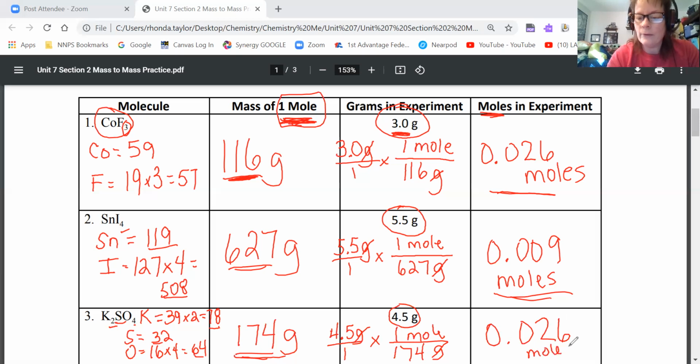Again, poor planning, Miss Taylor. But yeah, those are the same. I said I didn't mean to do that, but that should have been your answers for this top part. Okay, I'm going to clear this out so I can scroll on down.